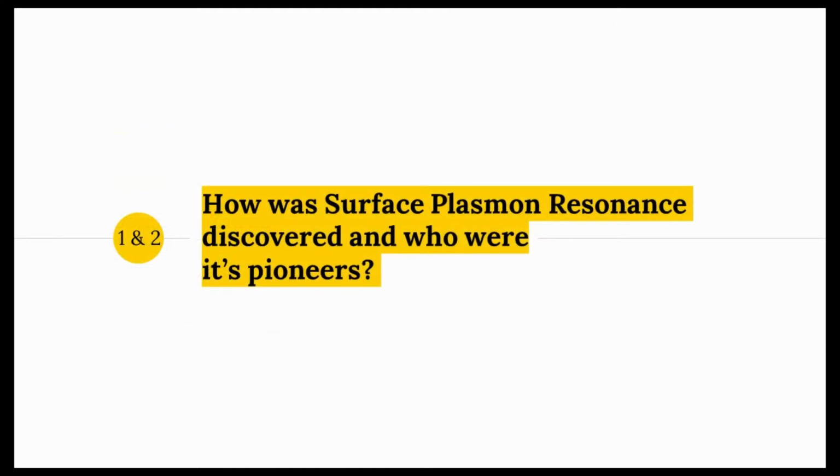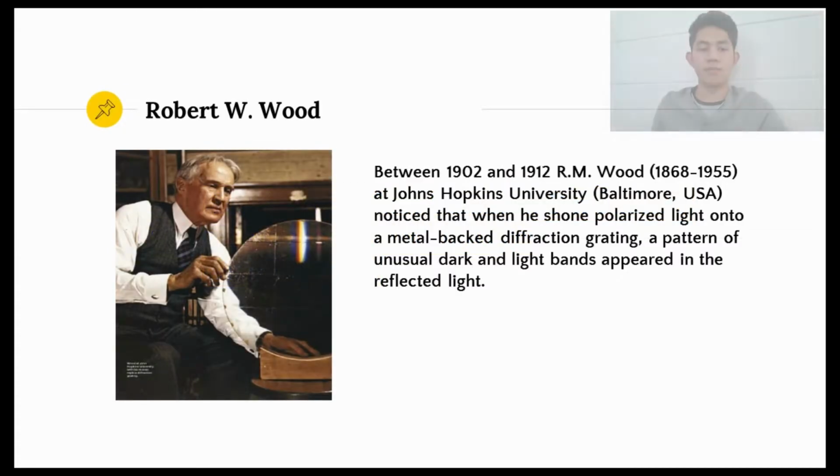How was surface plasmon resonance discovered and who were its pioneers? Surface plasmon resonance was first discovered by Sir Robert W. Wood. Between 1902 and 1912, Sir Wood at Johns Hopkins University noticed that when he shone polarized light into a metal back diffraction grating, a pattern of unusual dark and light bands appeared in the reflected light.